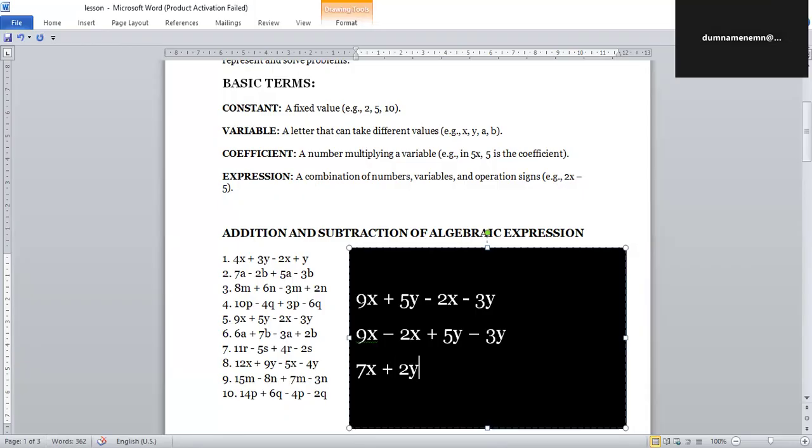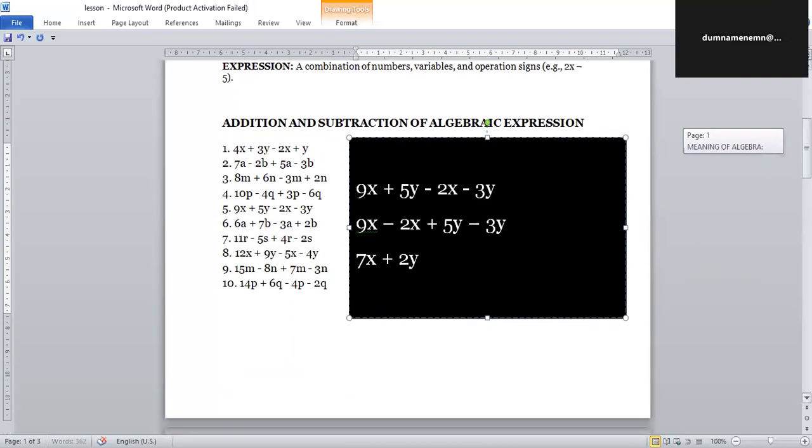So that is how to add and subtract algebraic expressions. So you're going to try question 6, 7, 8, 9, 10, and comment your answer in the comment section. I'll be in the comment section to check the solution of your work.